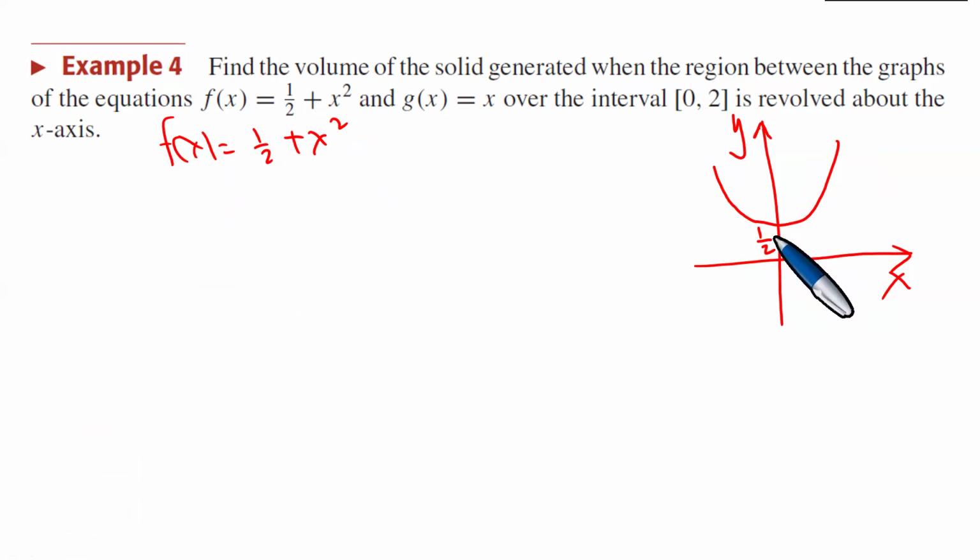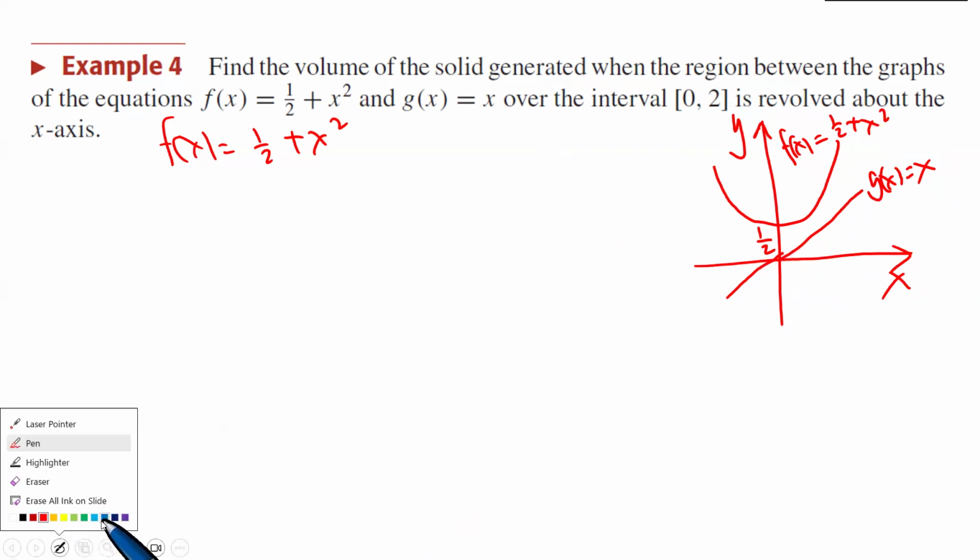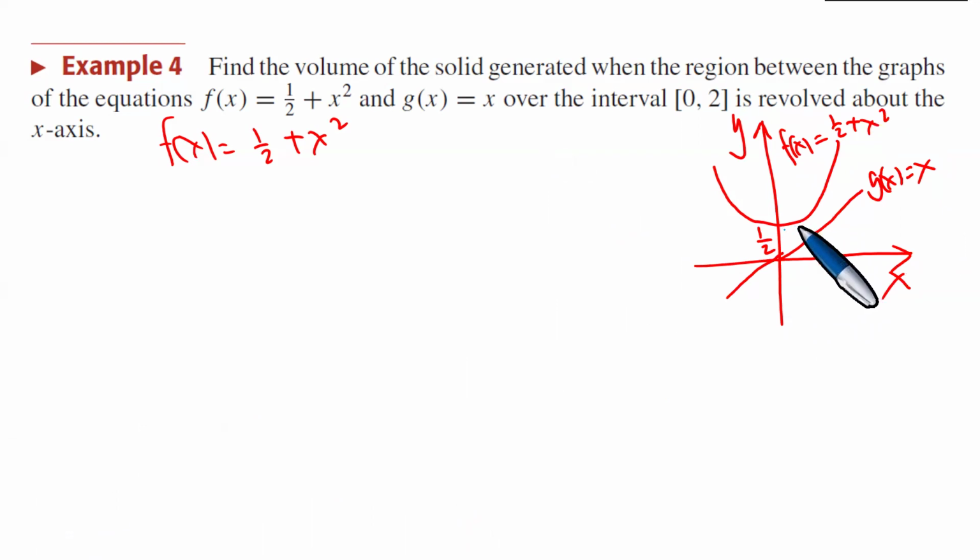Then we have g of x. And what is g of x? G of x is the straight line that actually is going to cut like this. So it is exactly g of x equals x, which is 1/2 plus x squared. Okay, so you integrate like that.